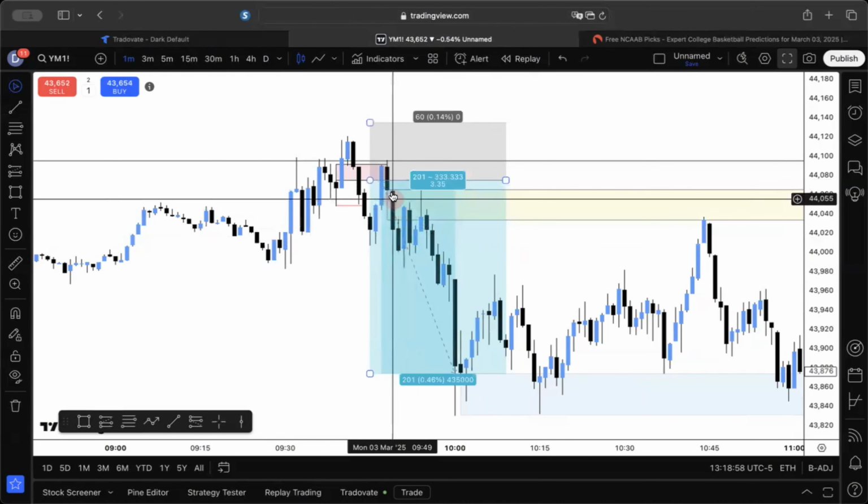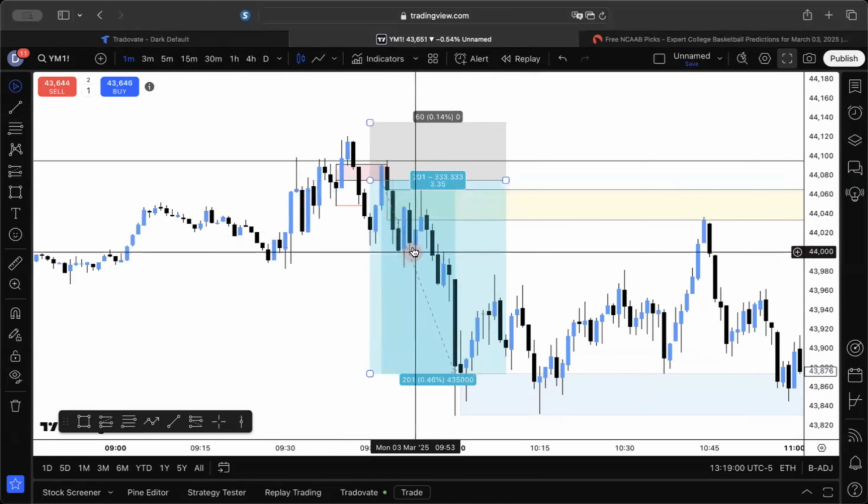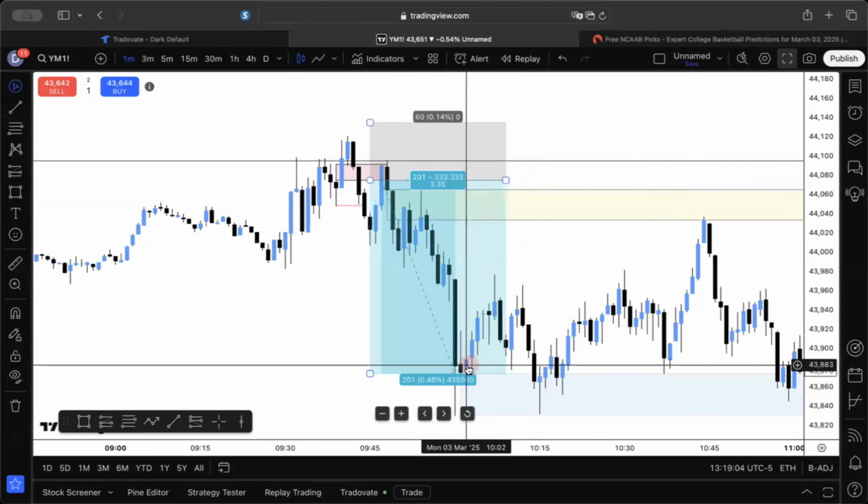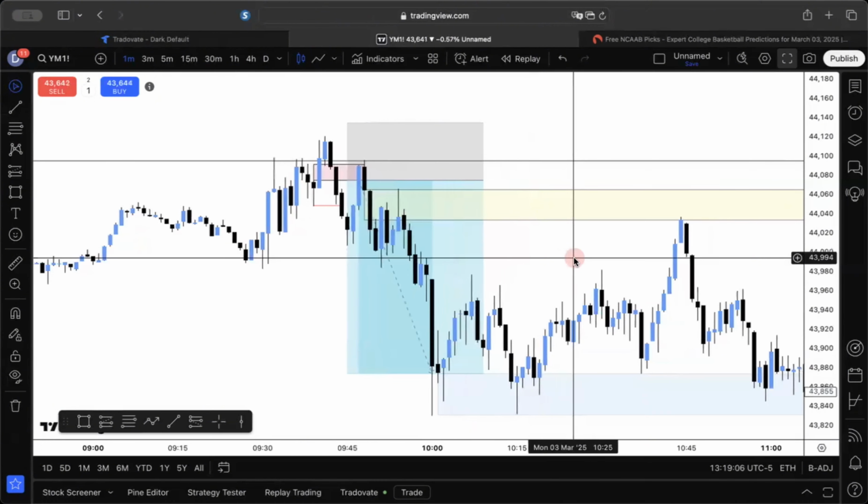Obviously, we came through up, down, retested this area, created a fair value gap to sell side, and it just pushed orders all the way down. So we hit TP there.